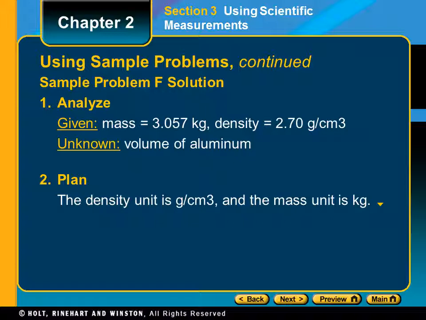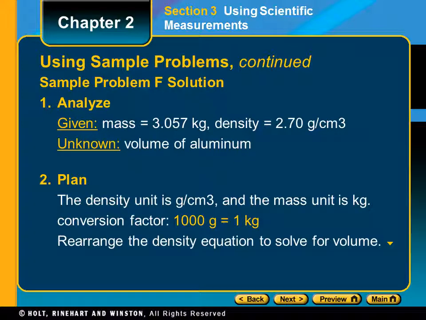When we plan, we note again the density unit is grams per cubic centimeter. The mass unit is kilograms. So we're going to need to use a conversion factor: 1,000 grams equals 1 kilogram. And then we take the density equation and rearrange it to solve for volume. D equals M over V, which also means V, or volume, equals M over D.